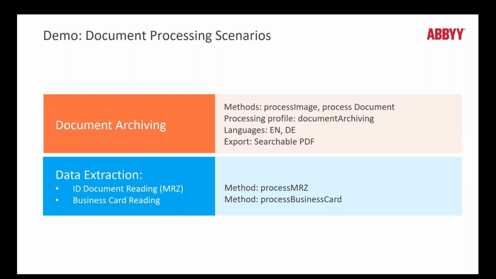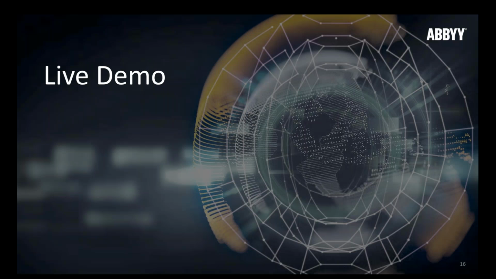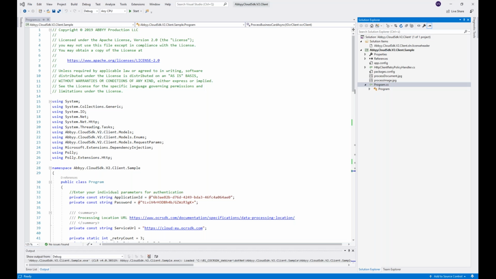We'll also demonstrate how to set processing profiles and processing parameters, and we will export the documents to searchable PDFs. The second use case is data extraction, which I'll demonstrate from an ID document and a business card, and we will apply these specific methods. So let's move to the more exciting part to see the Cloud OCR SDK in action, I would say.